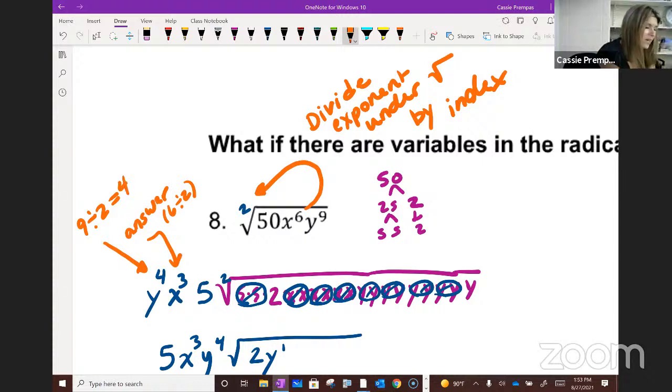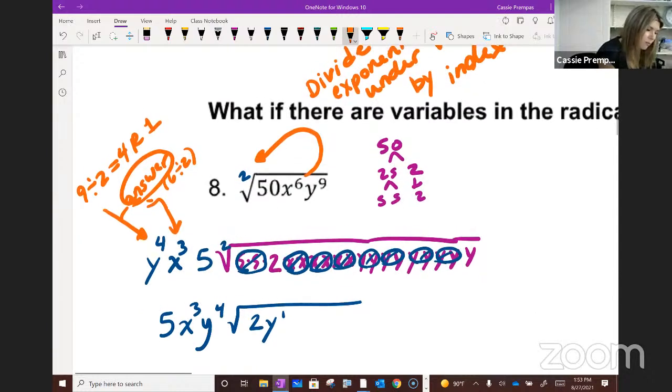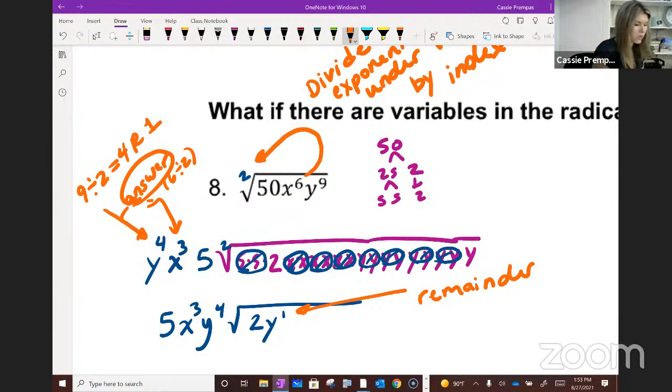But what if 9 divided by 2 is not 4? It's 4 with a remainder of 1. So your answer goes on the outside. So I'm going to say answer goes on the outside, but I'm going to show the remainder is on the inside. If there is no remainder, there won't be anything left on the inside.